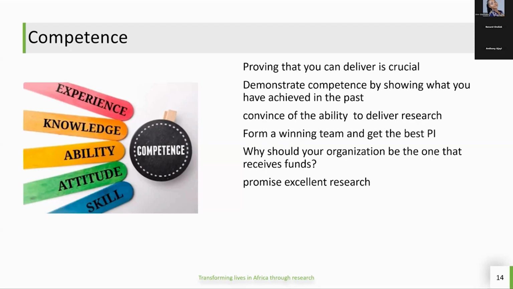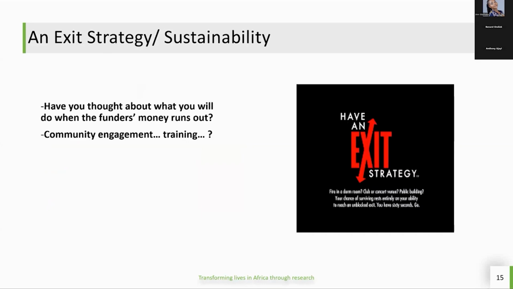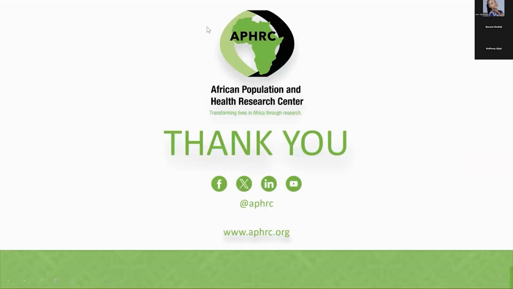Why should the organization be the one that receives the fund? So you want to promise excellent research. Also, sustainability is one thing that funders also ask for, and it simply means how you have thought about what you will do when funders run out of money. What's the exit strategy? Because funding is limited. It is not there forever. It is not in forever supply. So it's important to say how you carry on this work beyond this funder that you are currently requesting money from. So it's important to think about sustainability.